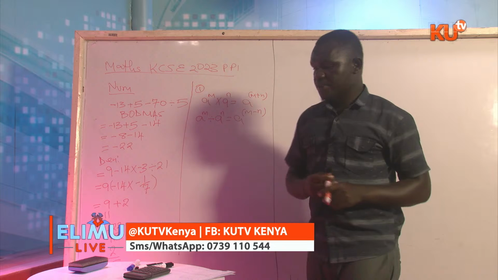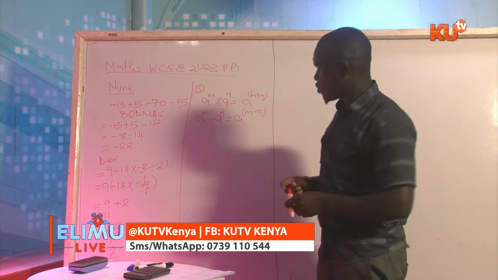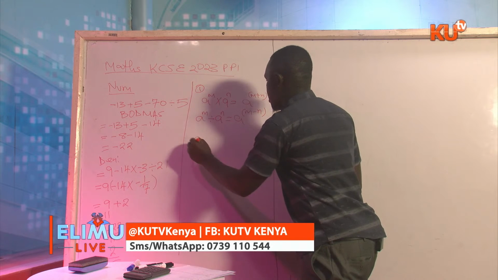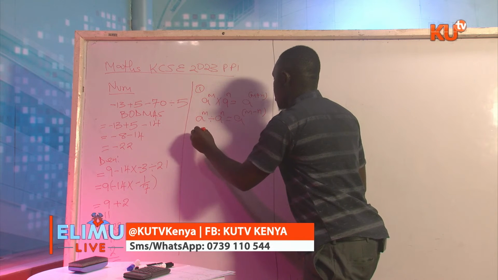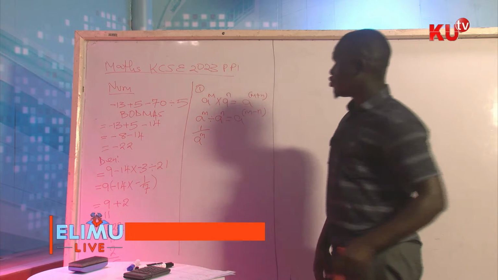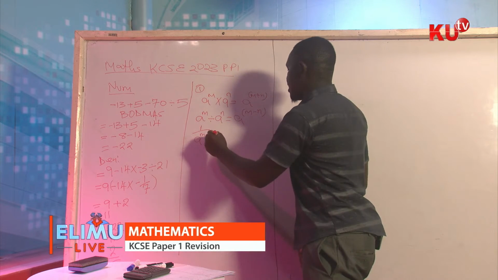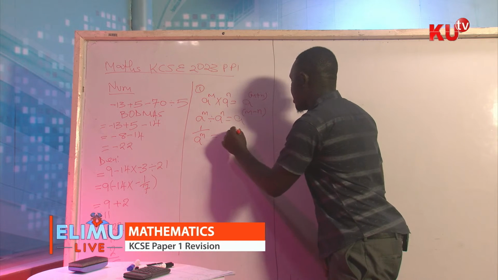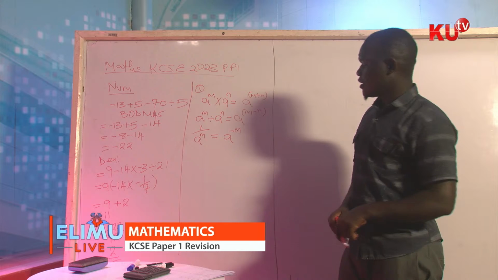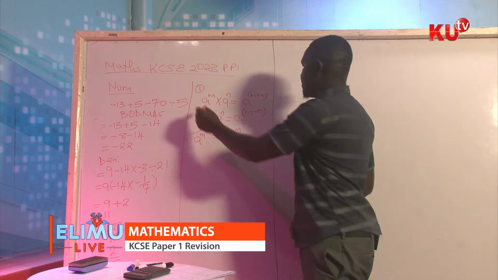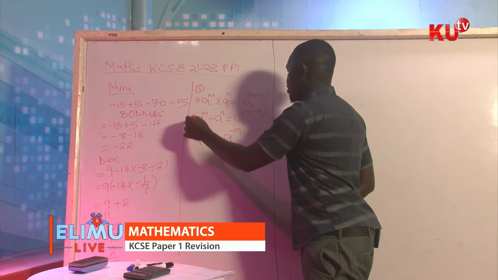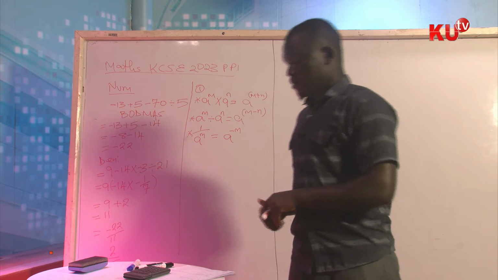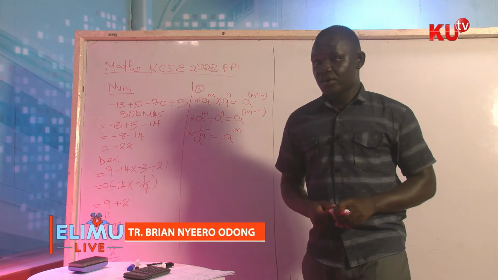Another thing I want my students to take note of is when you have a number, for example, 1 over a raised to power m. This can also be written as a raised to power negative m. So these three concepts here are very, very important in answering that question number 2. Having said all that, let's now dive into it.